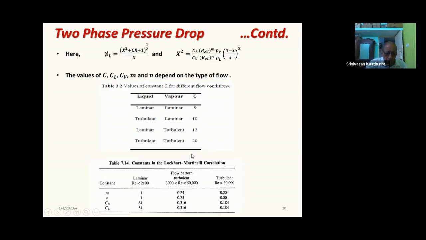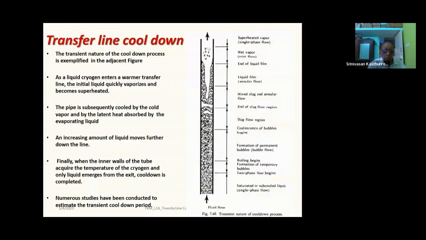Then you also have the other parameters n, m, and then C for gas and C for liquid. C G is nothing but C vapor. So these parameters again can be determined using this table given by the Martinelli correlations. After getting these numbers, you can plug in and then calculate the single phase and two-phase flow pressure.